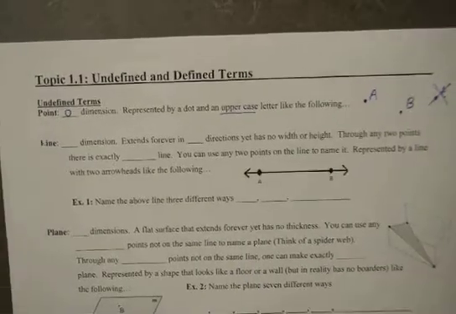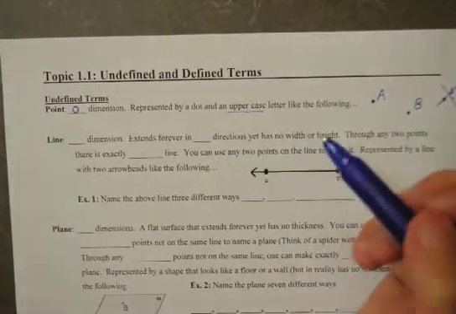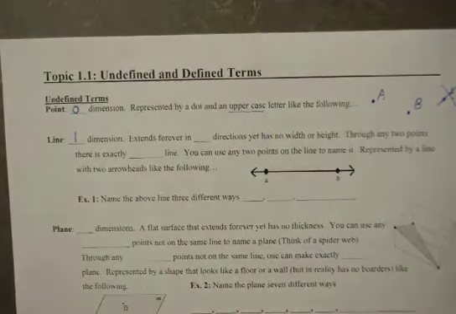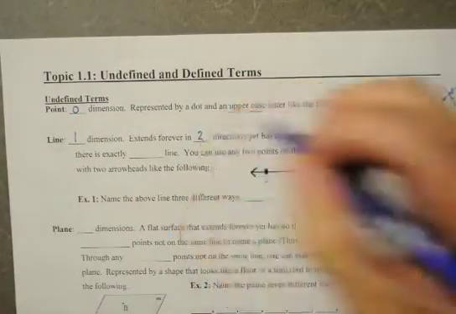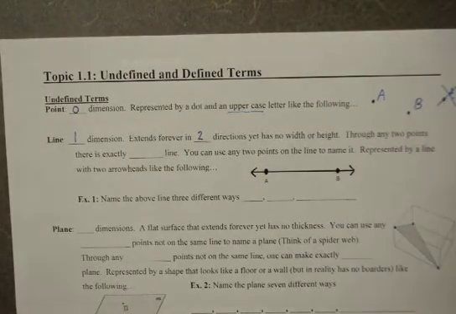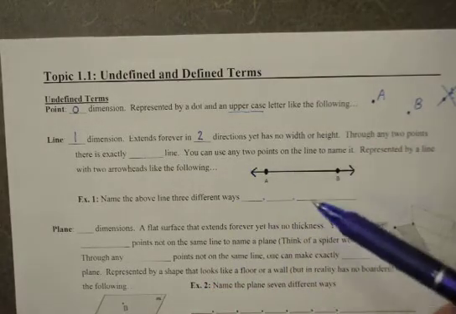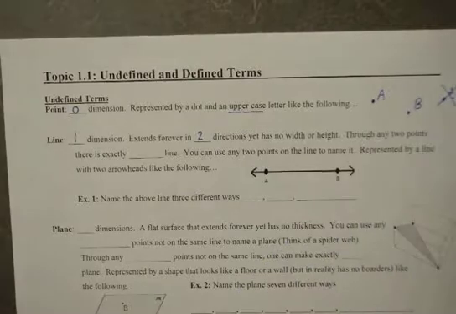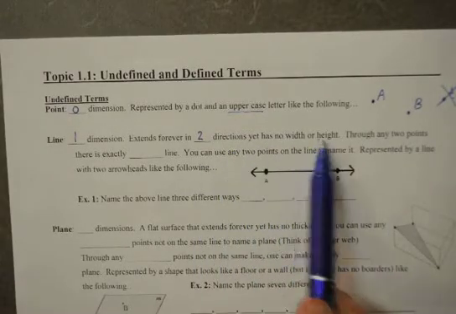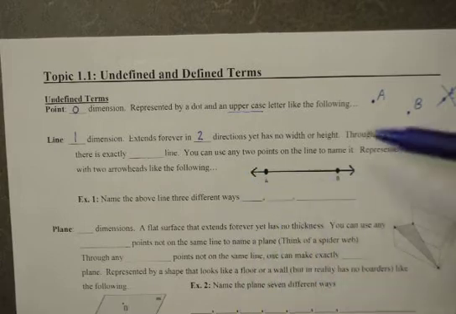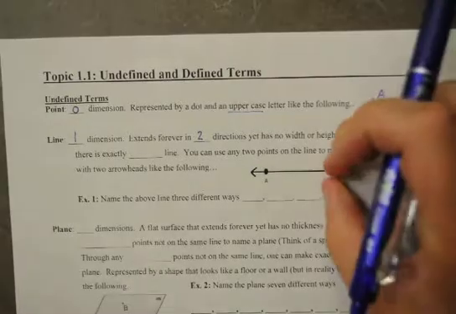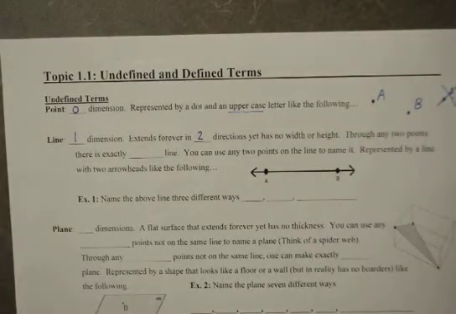Okay, you're back. A line is one dimension and extends forever in two directions. That's right. Every time you go up a dimension, you get two directions. So for a line, you get left and right, two directions. Yet it has no width or height. So this is not actually a line, because this has a little bit of height to it, doesn't it? Like you can measure the height. It might be like a millimeter.